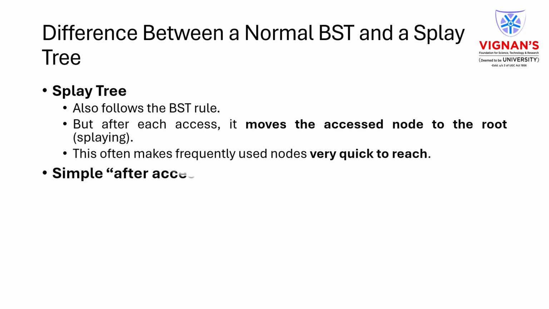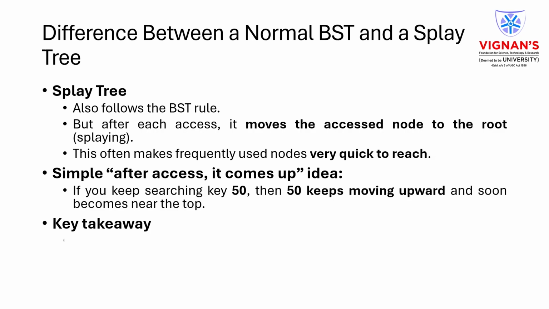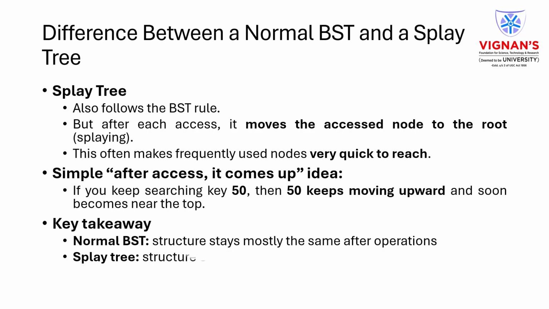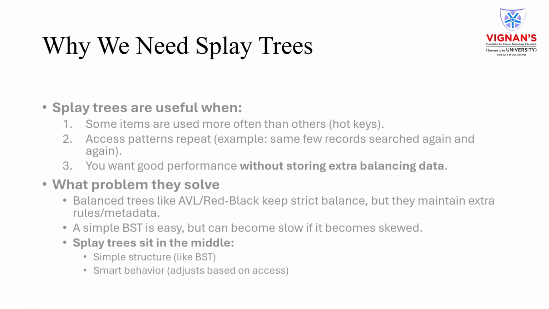Now let's take an example. If you frequently search for the key 50, then every time you access 50, the splay tree brings it closer to the root. After a few repeated searches, key 50 becomes one of the top nodes, making future searches extremely fast. The key takeaway is: a normal BST rarely changes after operations, but a splay tree restructures itself based on usage patterns.